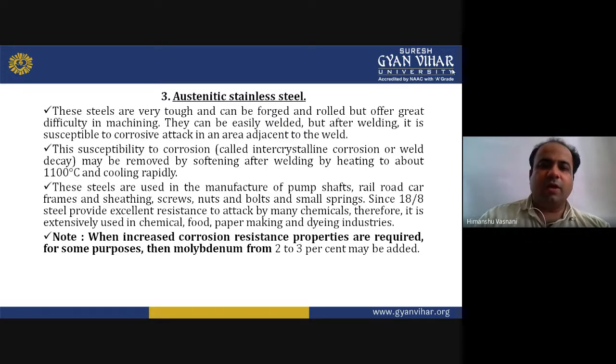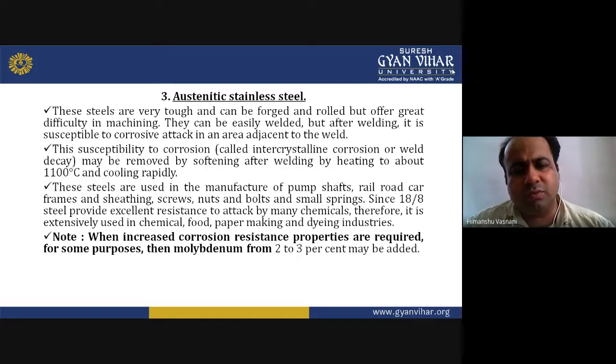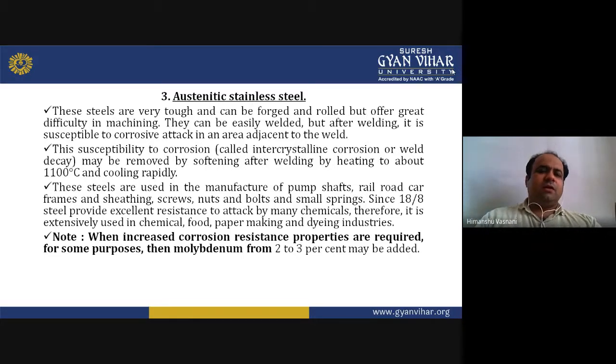When increased corrosion resistance is required for some purposes, then molybdenum from 2 to 3% may be added. We have studied in the last lecture the basic elements that we add in steel to get certain properties. Out of them, molybdenum was said to be added in order to increase corrosion resistance.